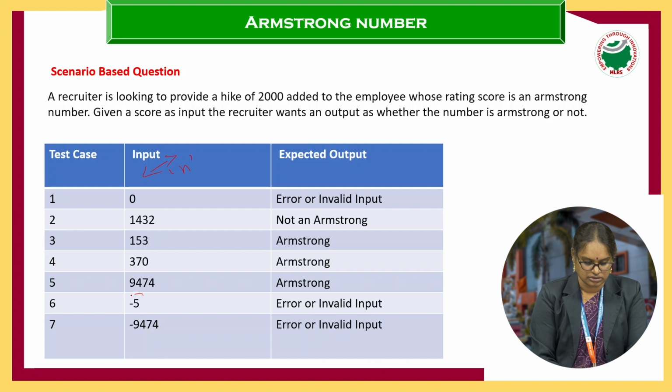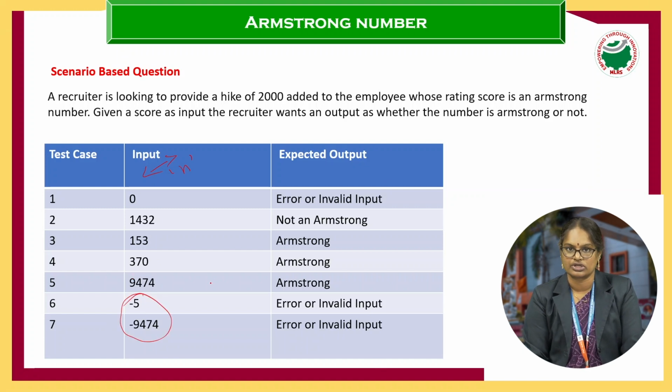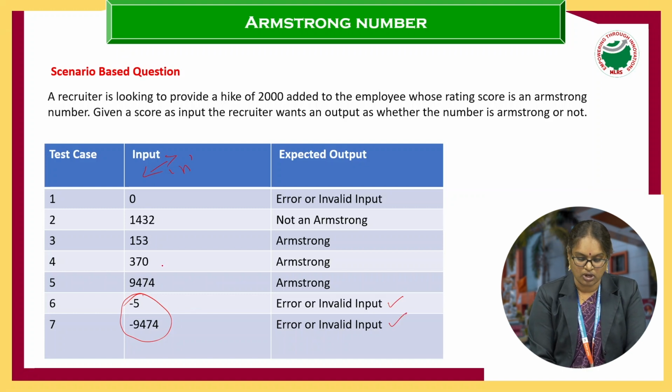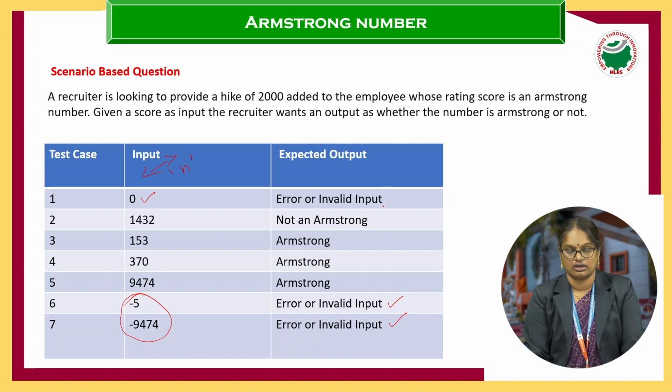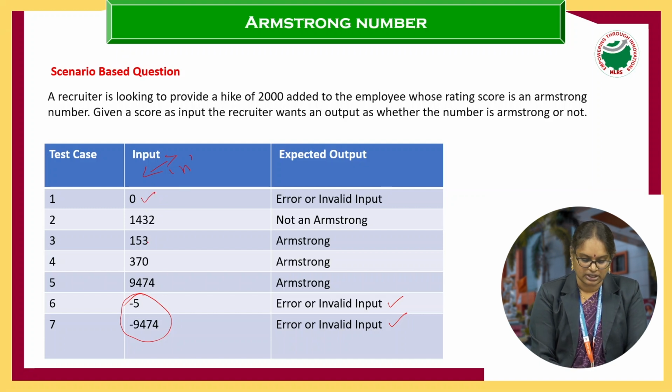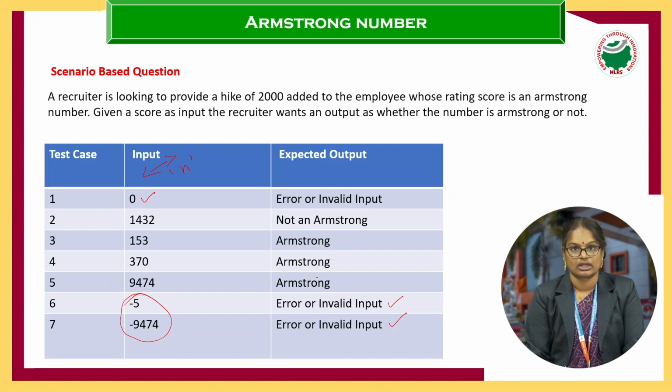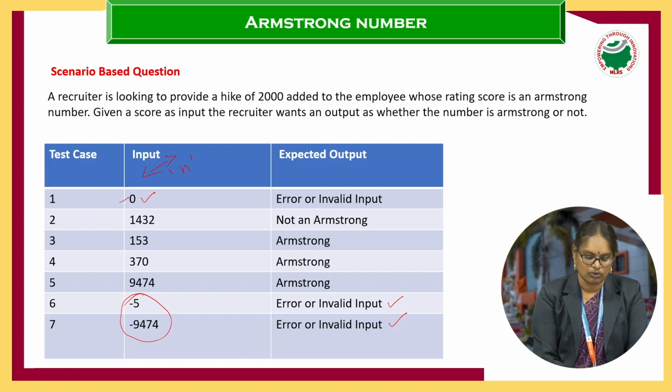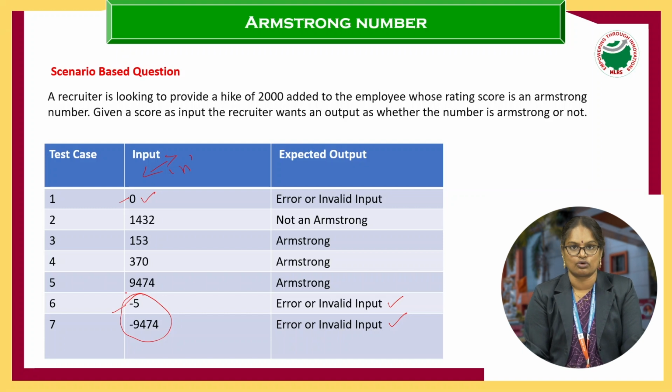Let's see, there are different cases: the input value will be either positive or negative. If it is negative, I have to get the output as error or invalid. If it is a 0 value also, it is an error and invalid. Apart from that, it may be Armstrong or not an Armstrong. There are three cases. That means I have to club equal to 0 and less than 0. Both are invalid cases. Let's see the updated code for this.